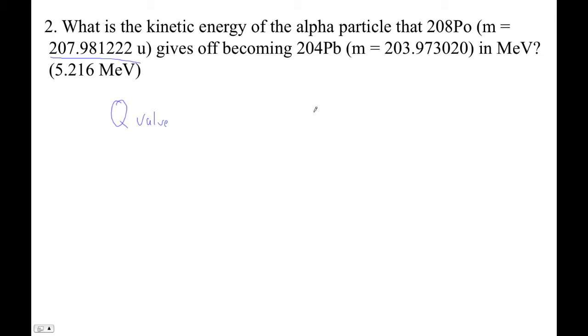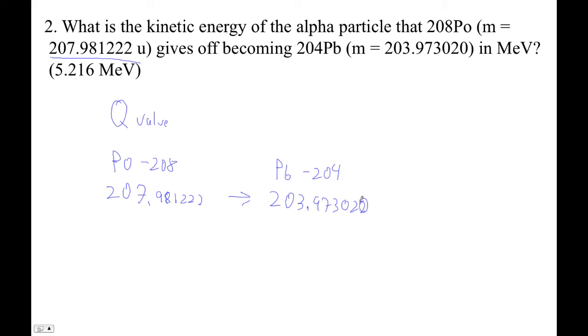Okay, and so what we're going to do is say it's a spontaneous nuclear reaction. And we've got polonium-208. Its mass is 207.981222. And then that turns into lead, Plumbum-204, and that mass is 203.973020. Whoops, it's like a telephone number, only it's short.